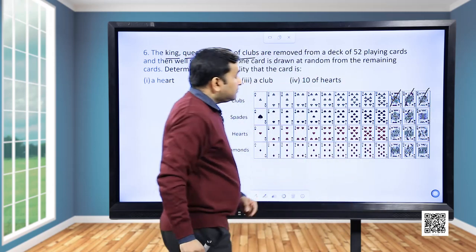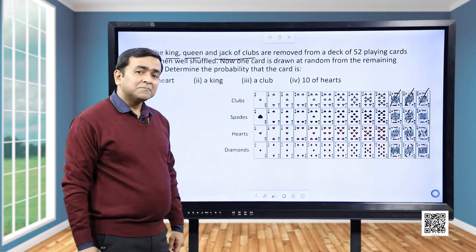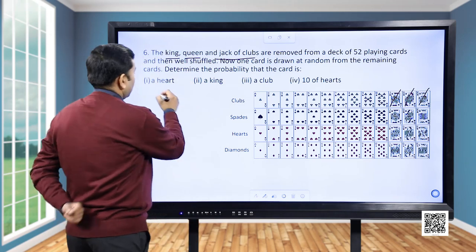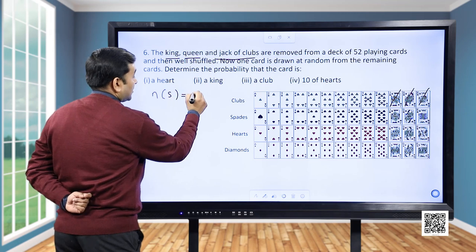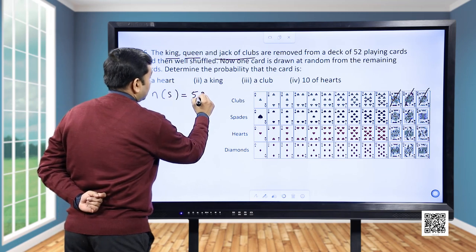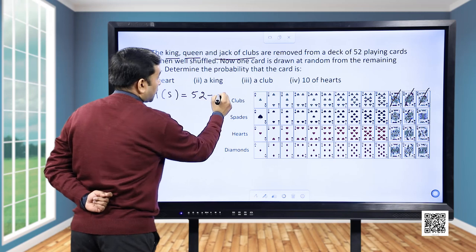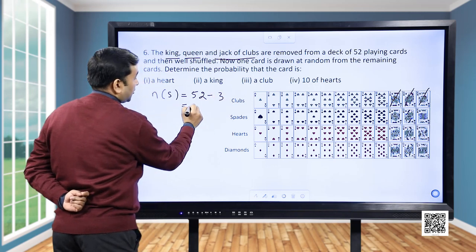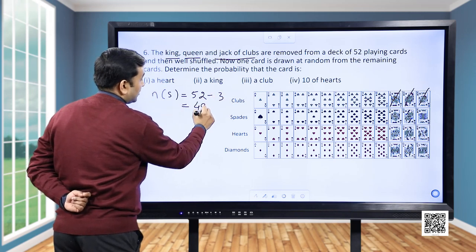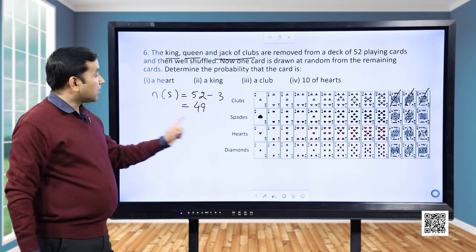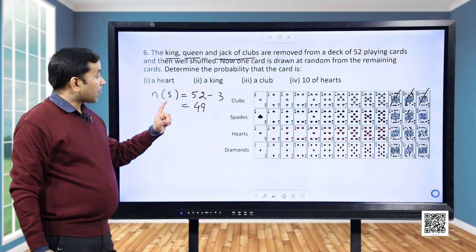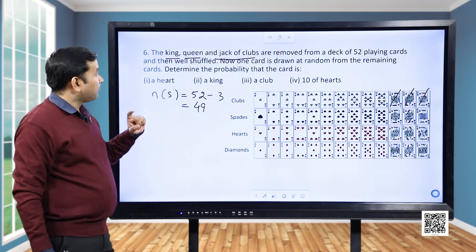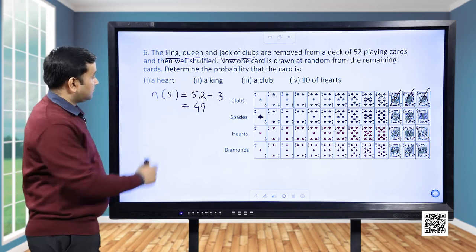How many are left? So the number of cards we have is 52 minus 3, which is equal to 49 cards. Remember this number, 49 cards. The total possible outcomes are 49. Okay, let us solve the first part.